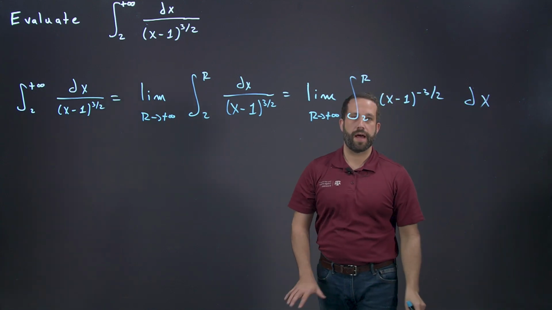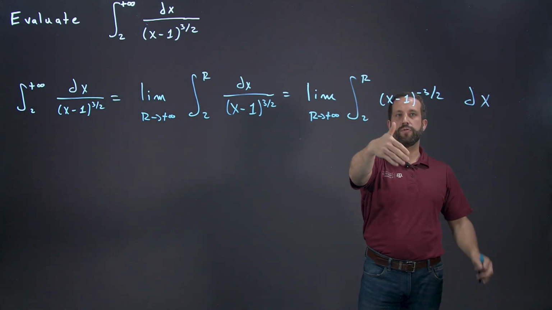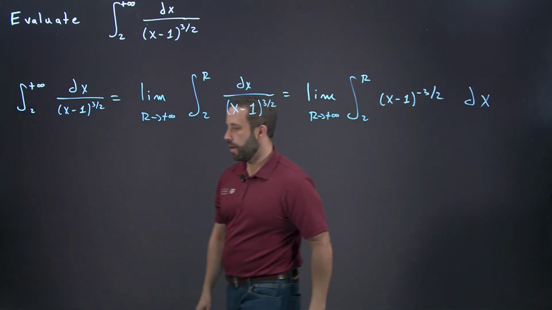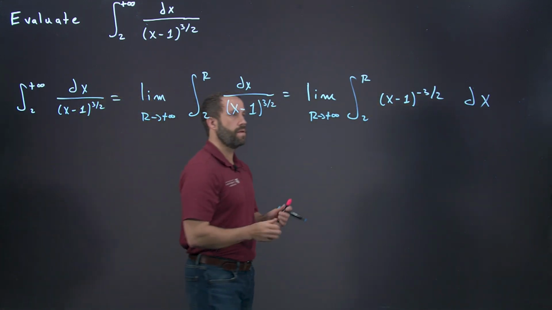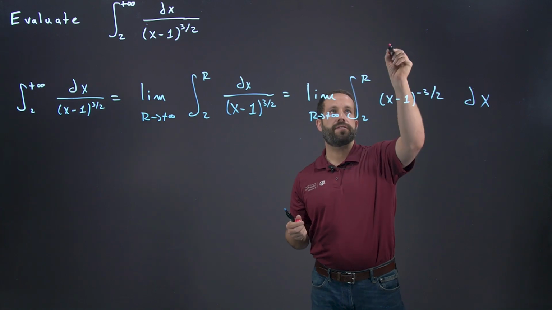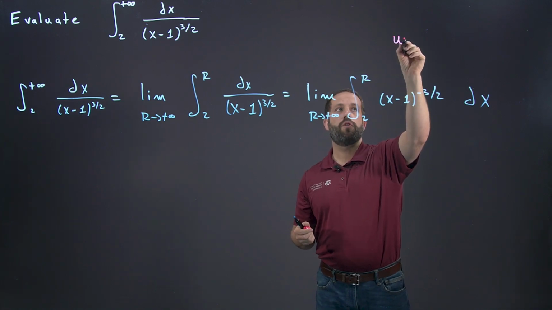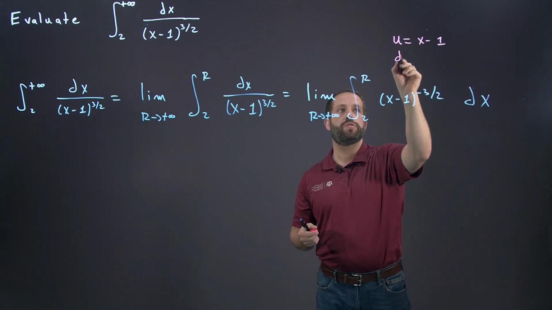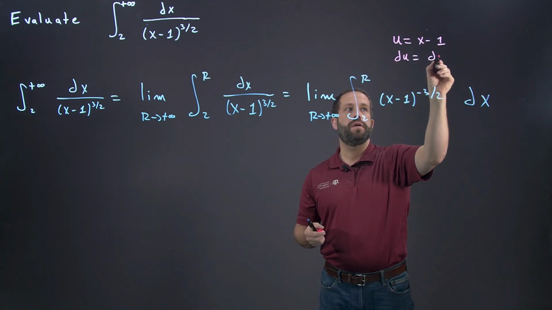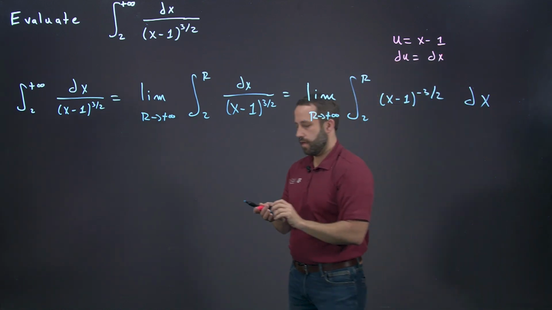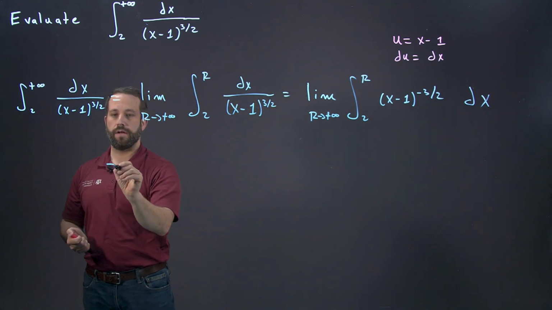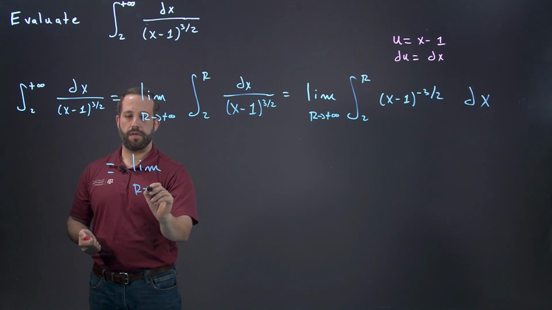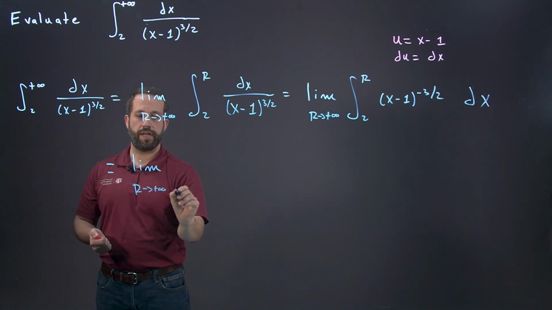Okay, now you don't have to explicitly do u substitution to solve this problem, but I'm just going to do a little quick u sub here, and if you can do it in your head, that's completely fine. I won't always write out the u sub for stuff like this. So u is equal to x minus 1, du is equal to dx. And so now over here, this is the limit as r goes to infinity.